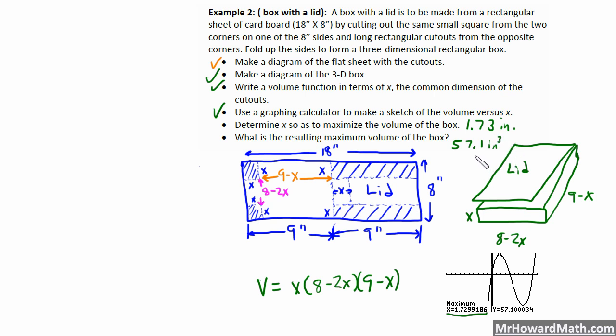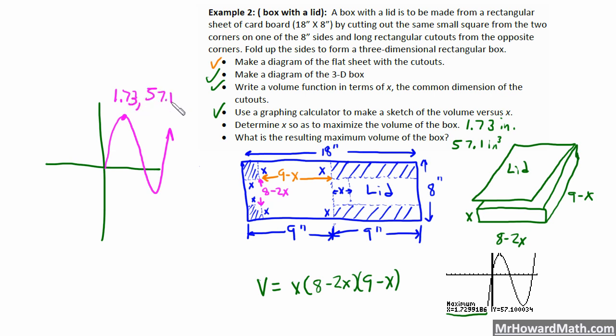So cubic inches there, and they did ask us to make a sketch, so we can do that pretty quickly here. And the sketch, we're only concerned about really that part right there, but we'll go ahead and graph the rest of it. And this max is our most important point, 1.73 comma 57.1 was our max right there. All right, that should answer everything.